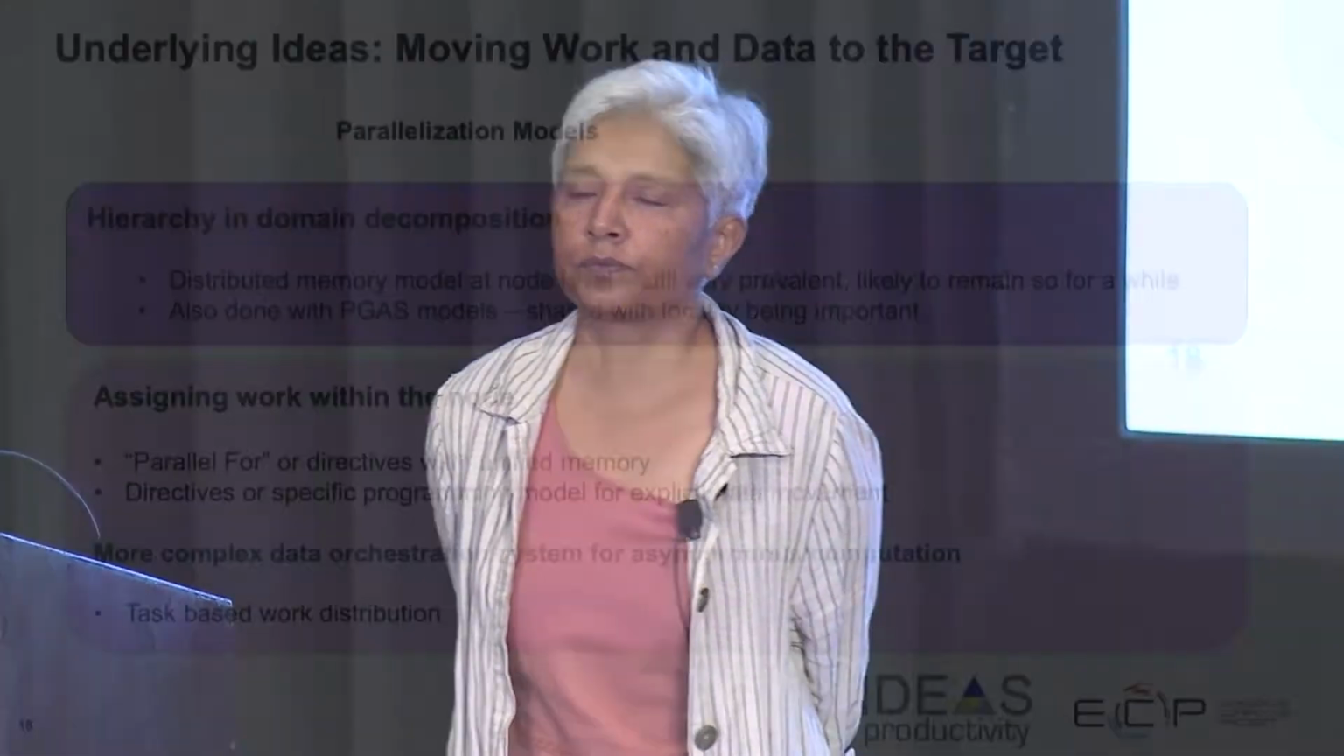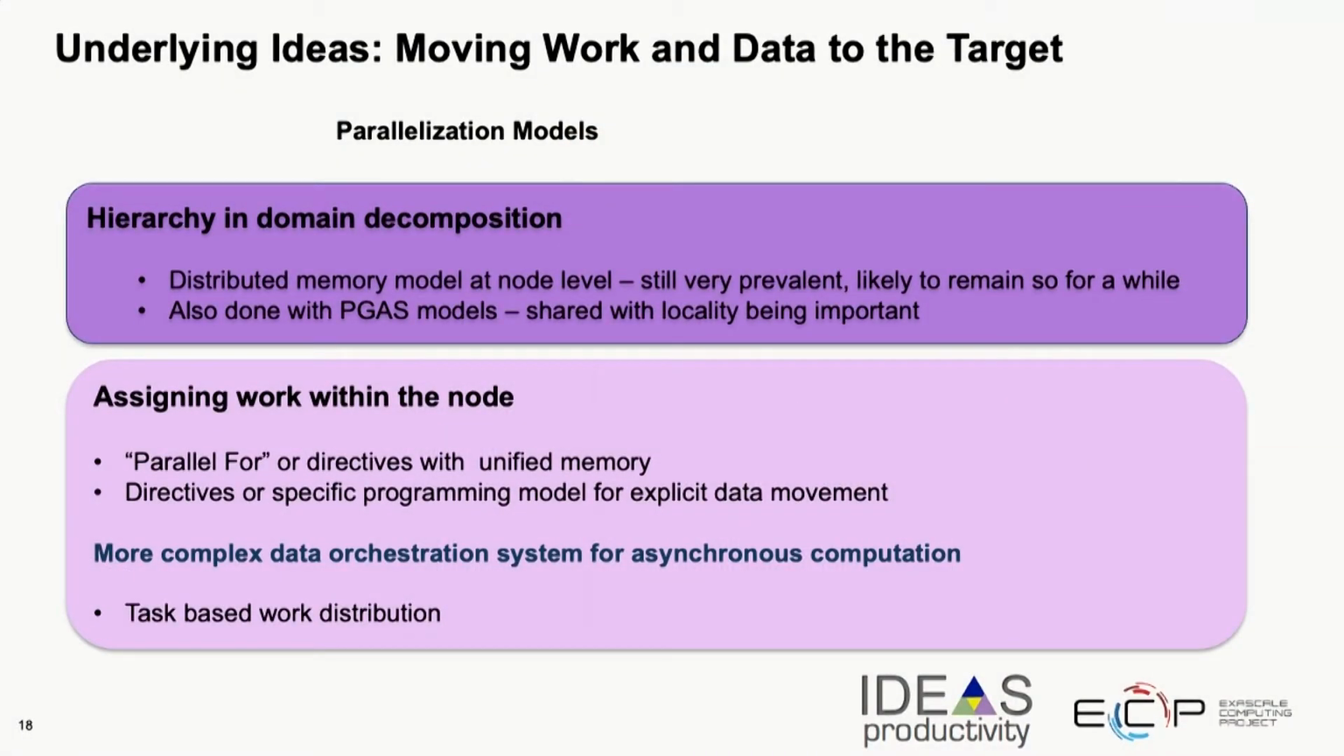For moving work and data to the target, the first thing that you need to think about is parallelization models, because you need hierarchy and parallelism. Just the simple domain decomposition of the kind that we used to do for distributed memory is no longer valid. You have to think about different levels at which the parallelism needs to be expressed. So, the most common hierarchy right now is that you use distributed memory model for off-node communication, and you use other kinds of communications for within the node.